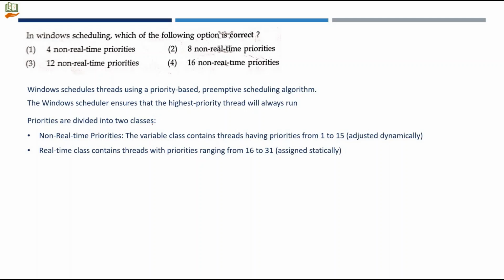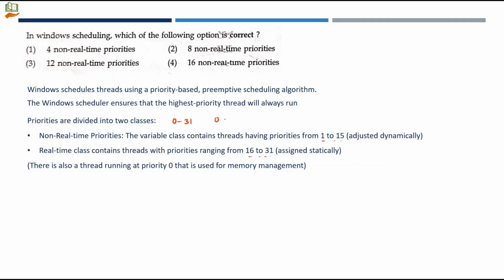What are non-real-time priorities? The variable class contains threads having priorities from 1 to 15. They can be adjusted dynamically. Real-time class contains threads with priorities ranging from 16 to 31, and these are assigned statically. There is also a thread running at priority 0 that is used for memory management. So the priorities are actually in the range of 0 to 31. 32 priority values are there.